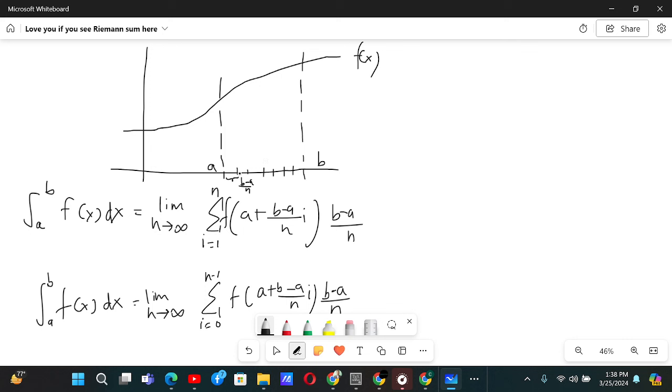And now, first of all we have a plus (b minus a) by n times 1. So this point, and f of this point is this value, this height, and this height times this gap. So firstly we get this area, isn't it? When i equals 1, we get this area. Now when i equals 2, we get a plus (b minus a) by n times 2 is this point, and the corresponding functional value is this, and the gap is this over here. So we get this area.